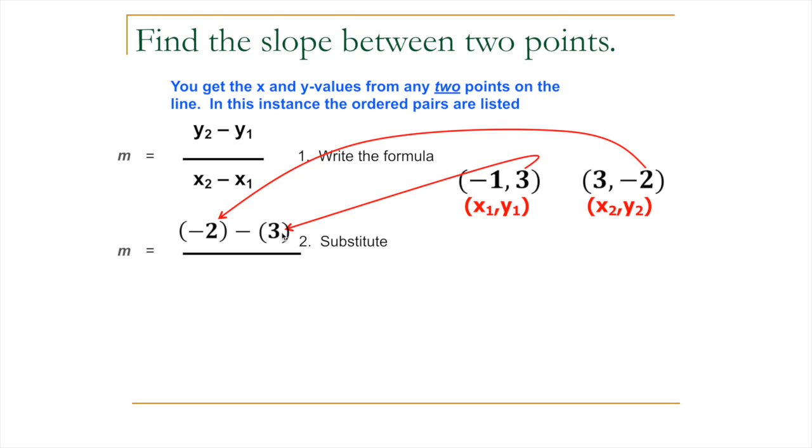Now on the bottom, same process. We're going to go x2 minus x1. That's going to be 3 minus negative 1. All right, so let's simplify this just a little bit now. We've got negative 2 minus 3 would give us negative 5. 3 minus negative 1 would be 4. 3 plus 1, in other words, which would be 4. So our slope on this one is negative 5/4.